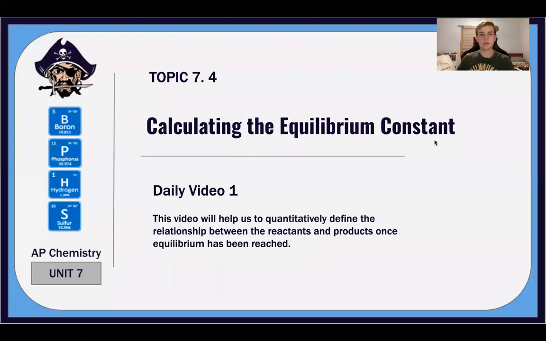Hey guys, this is 7.4 and we're going to be calculating the equilibrium constant. In this video, we will quantitatively define the relationship between the reactants and products once equilibrium has been reached.